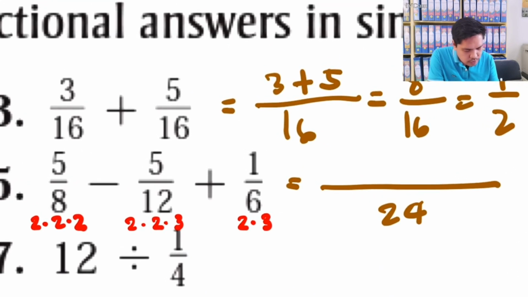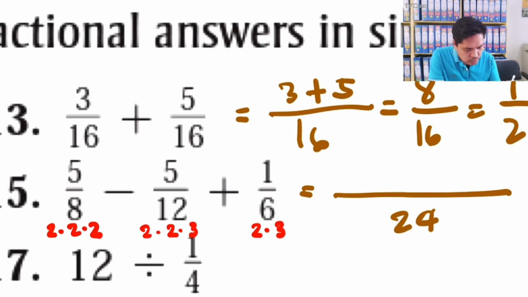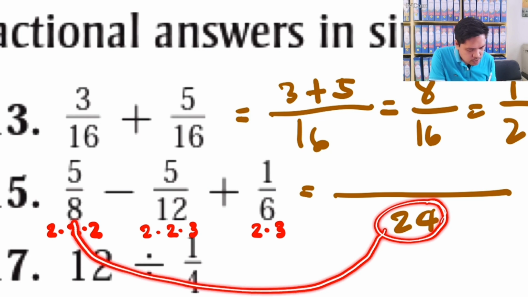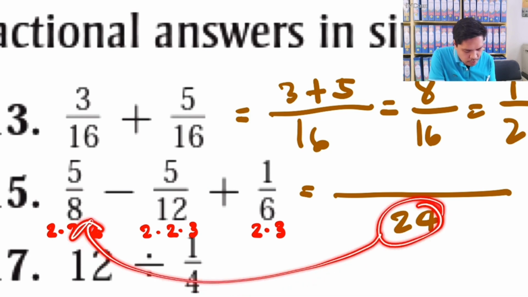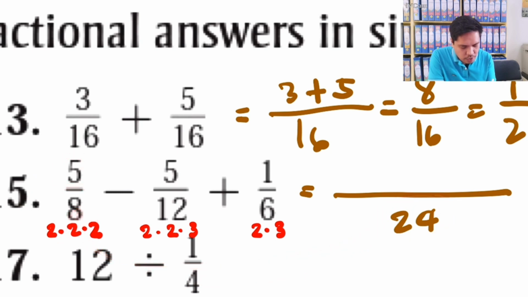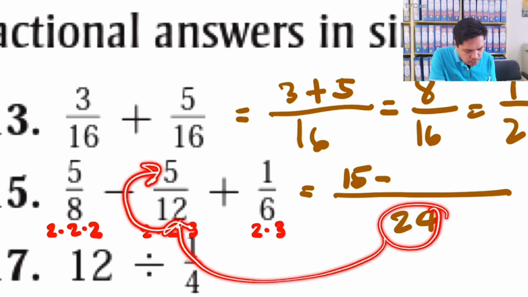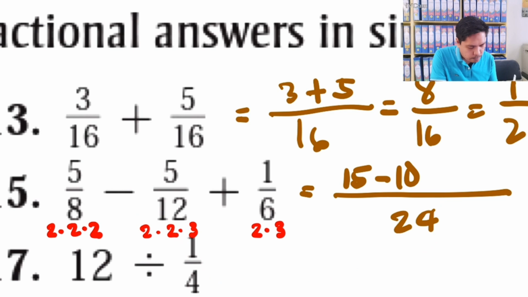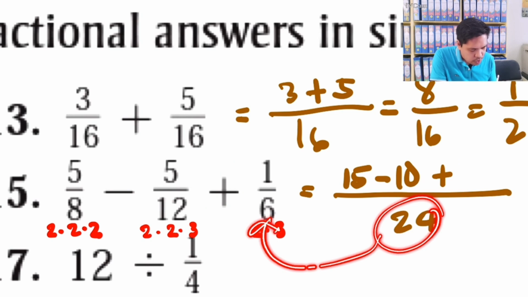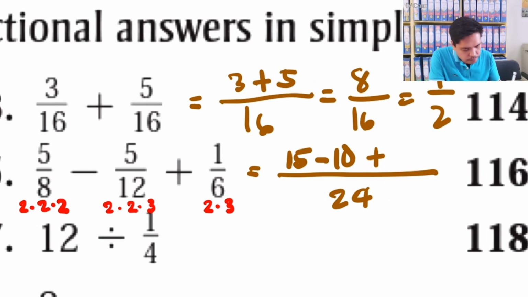Then, since this is now the LCD, what we will do is divide it by each denominator. 24 divided by 8 is 3, then multiply it by 5, that would be 15. Minus, the operation is subtraction, 24 divided by 12 is 2, times 5, that is 10. Then plus 24 divided by 6 is 4, times 1, that is 4.